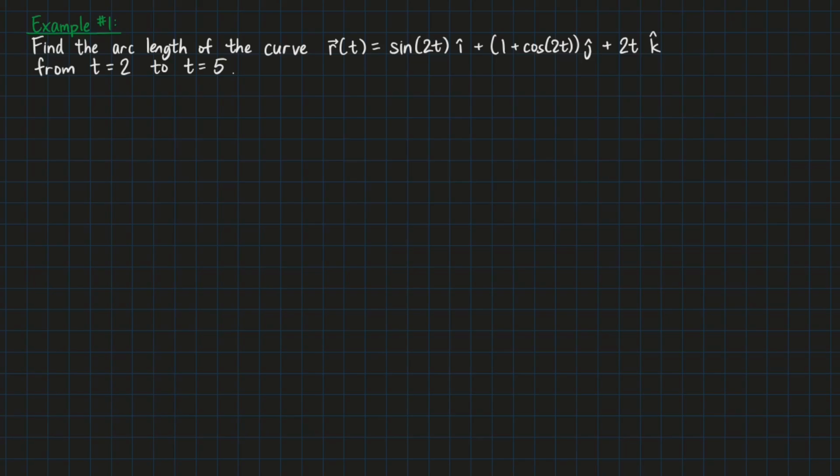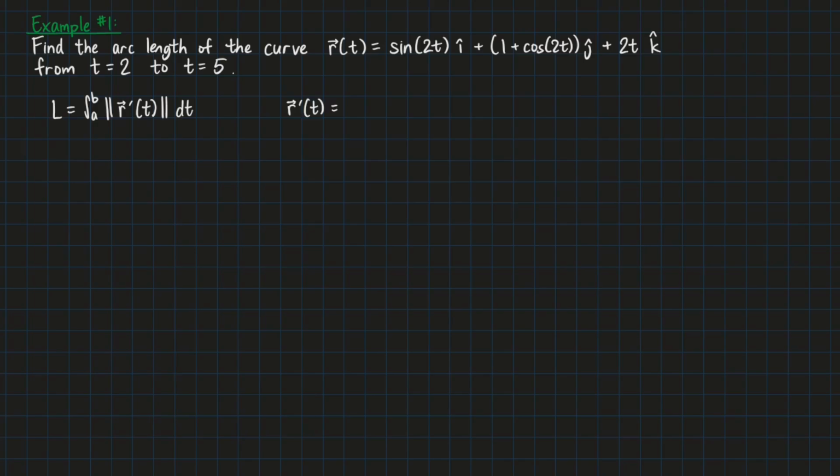Let's do an example. Find the arc length of the curve r of t equals sine of 2t i hat plus (1 plus cosine of 2t) j hat plus 2t k hat from t equals 2 to t equals 5. So here's our arc length formula, and we want to find L, which is the arc length. So first let's get r prime of t. r prime of t equals the derivative of r of t.